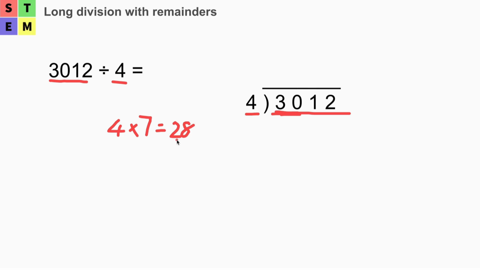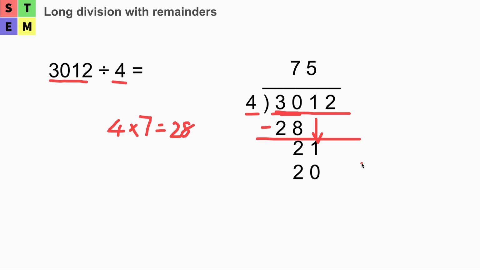We got lucky, so we got the right number the first time. So we will have 7 here, and we'll have 28 here. And 30 minus 28 equals 2 here, and we'll have the 1 go down there. So we have 21. How many times does 4 go into 21? We know that 4 times 5 is 20, so 5 will be the number.